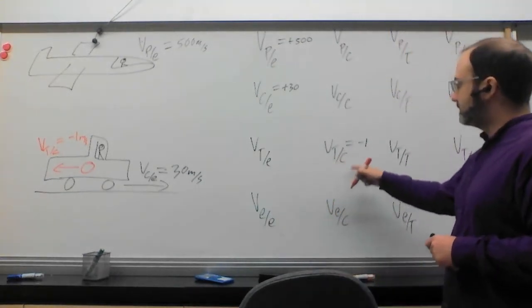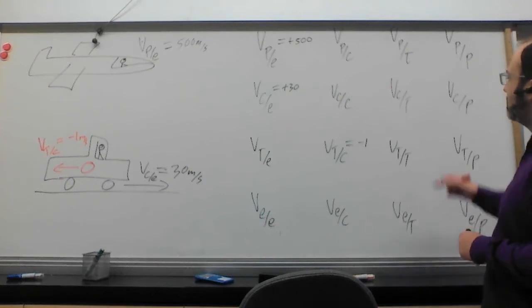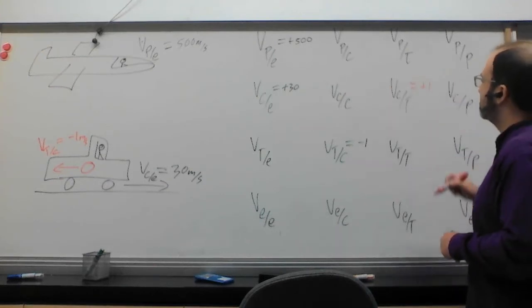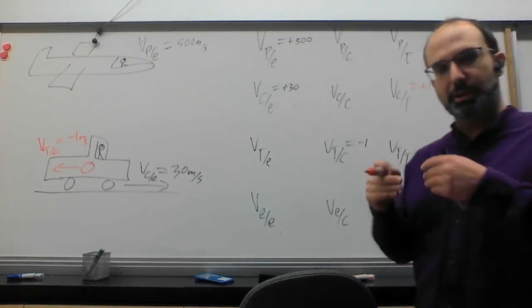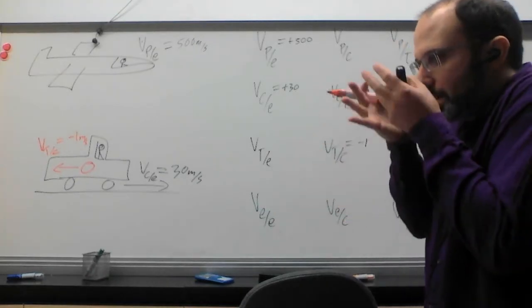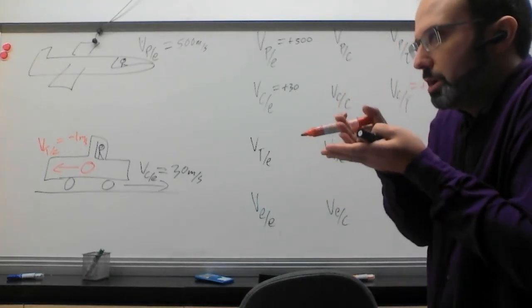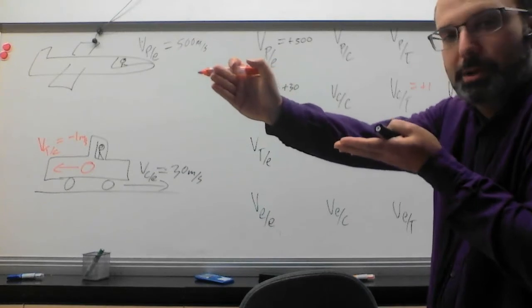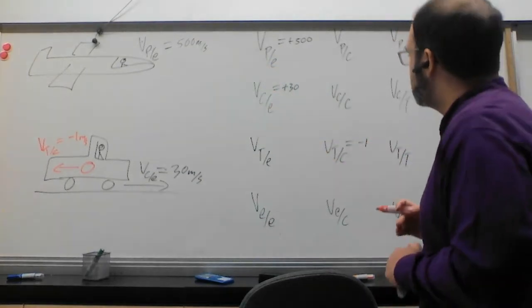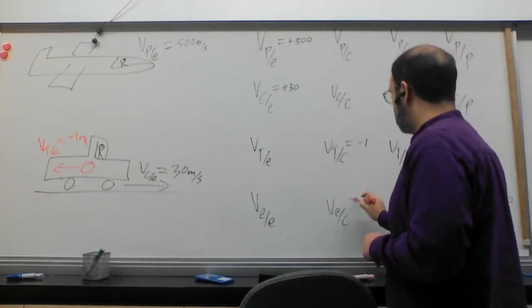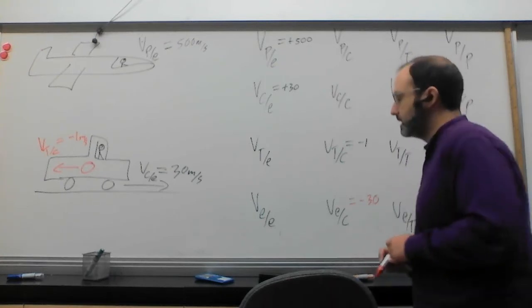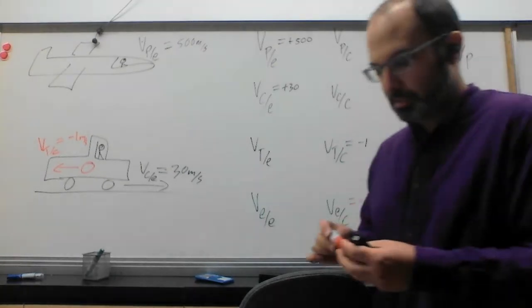So the trash with respect to the car is negative 1, so then the car with respect to the trash is positive 1. What that means is that if you were imagining yourself standing on the trash, you would watch the car slowly get away from you one step at a time. The car with respect to the Earth means that the Earth with respect to the car is negative 30. Again, it looks like it's going backwards. All right, so that one was pretty easy.